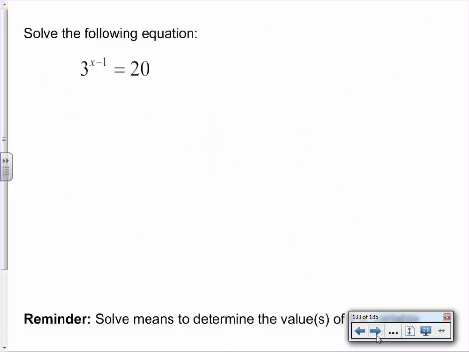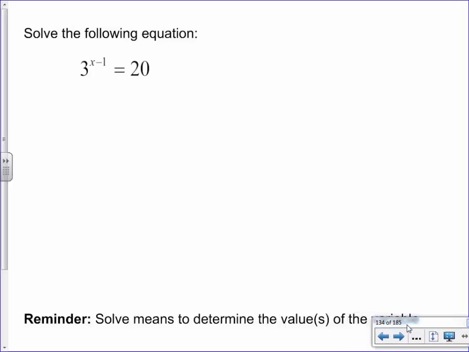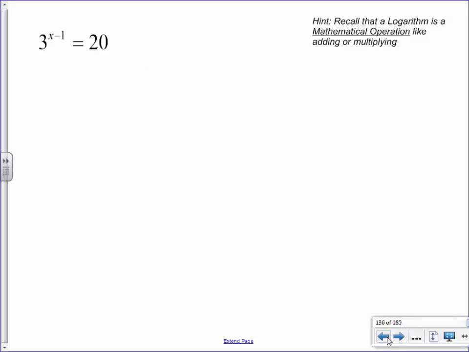So I want to try doing this one right here. Let's try to solve this thing. We can turn it into a logarithm. I actually want to do that second, though, because we learned how to solve this already. One of the things I showed you how to do is to go y1 equals 3 to the x minus 1, y2 equals 20.